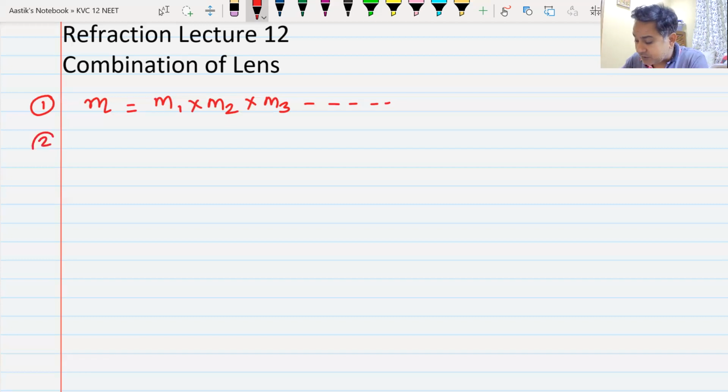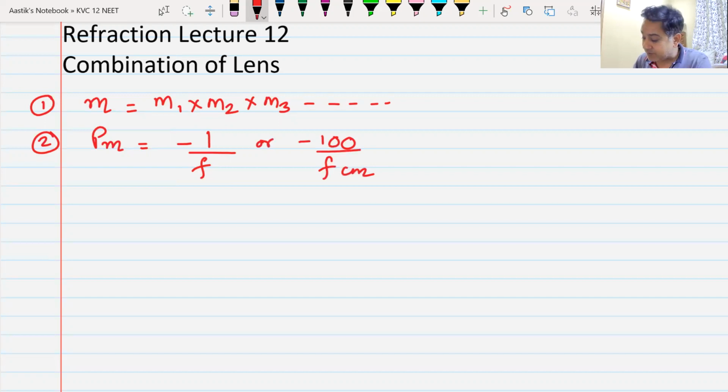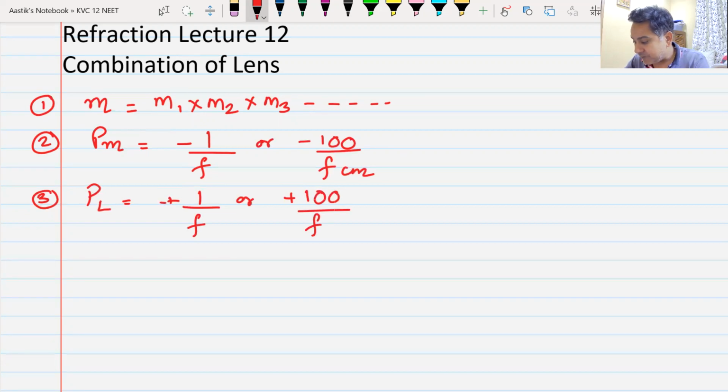Now remember, one more thing that will be needed here is the power of the mirror. I think I've already told you, power of the mirror is 1 by focal length of the mirror. If it is in meters, it is minus 1 by F, or if it is in centimeters, it is minus 100 by focal length in centimeters. I hope all of you remember this. Similarly, for the lens, power of the lens is plus 1 by F if it is in meters, or plus 100 by F if the focal length is in centimeters. Do we understand this? Yes or no? Please raise your hand so that I know that we are understanding this.